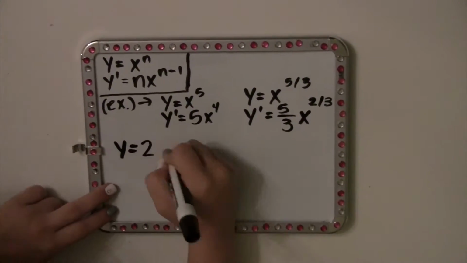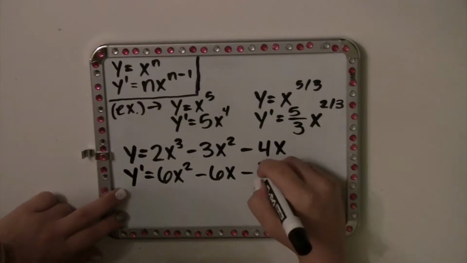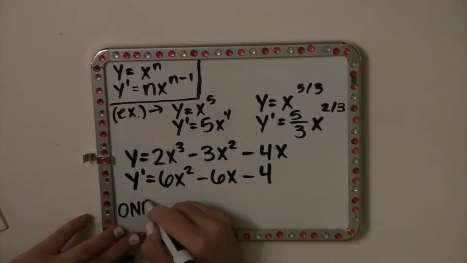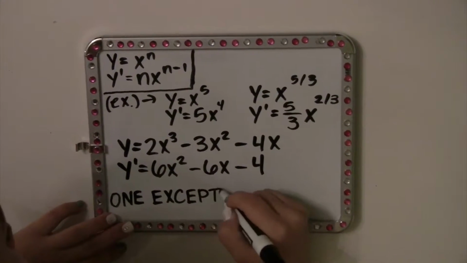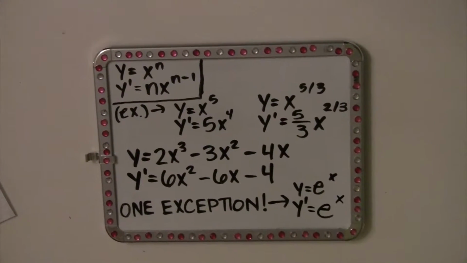If you had y equals 2x cubed minus 3x squared minus 4x, where there are multiple terms, it's the same process. The derivative would equal 6x squared minus 6x minus 4. The only exception to the power rule is y equals e to the x. The derivative of this function is still e to the x.